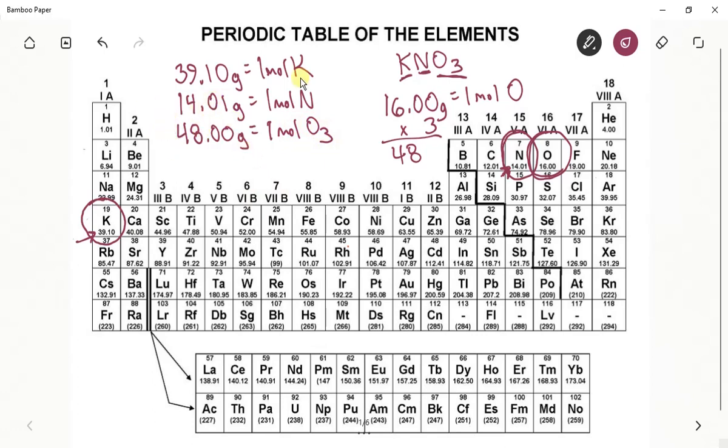So all we have to do, we need to add up the K and the N and the O3. So we just need to add up the 39.10, the 14.01, and the 48 grams. And 39.10 plus 14.01 plus 48 is 101.11. So that's how many grams are in 1 mole of potassium nitrate. So let's bring this 101.11 grams back to our practice page.